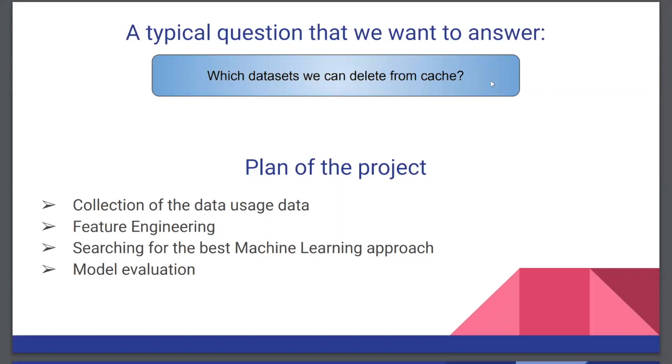The basic question we are trying to answer in this study is which files we can delete from the cache. To answer this question, we collected historical data of data usage, found and explored the parameters by which we can establish the popularity of data, tried different architectures of machine learning models, and optimized the best one.